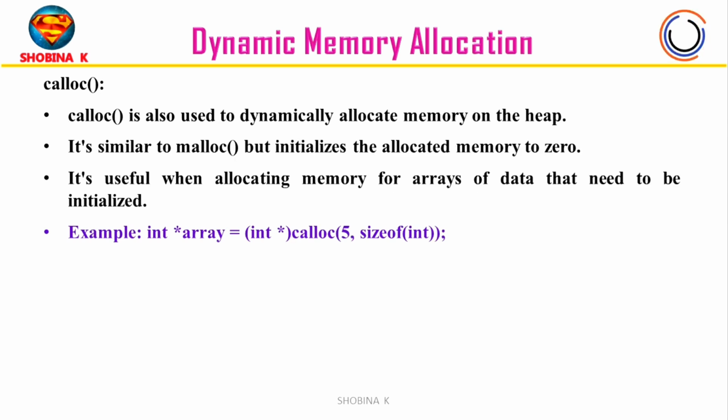The next function is calloc. Calloc dynamically allocates memory on the heap similar to malloc. Unlike malloc, calloc initializes the allocated memory to 0. So calloc is handy when you want memory to start with a specific value like 0. So in this example, we are setting up a pointer array to refer to a block of memory capable of storing 5 integers, with each element initialized to 0.